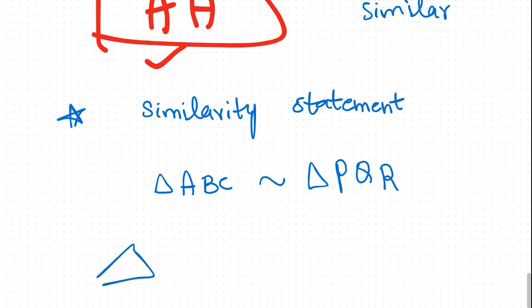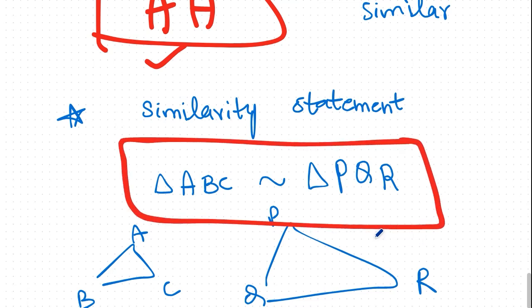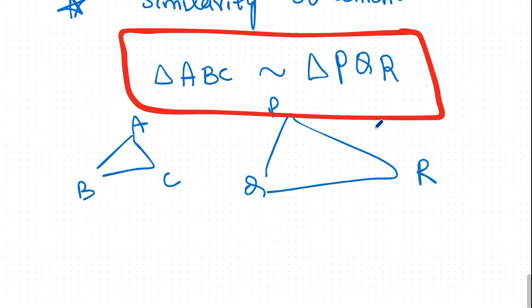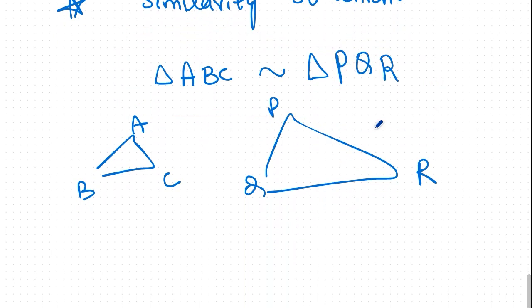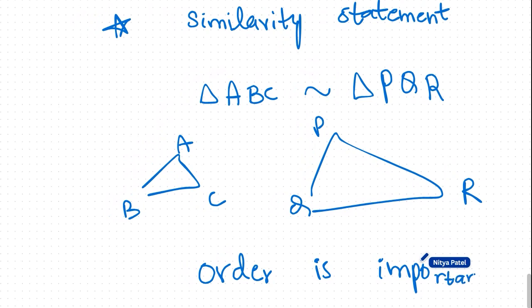So diagrammatically it's like this, ABC and PQR. If we found they are similar, we have to write it like this. And the order in which we write is important. Whether it is PQR or QPR, triangle QPR, it is the same thing, but how we write these alphabets is an important aspect. So I am writing here, order is important: the order in which we write. The same order I use on the first triangle, I have to use on the second triangle.